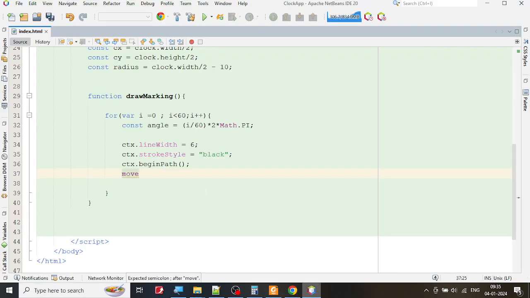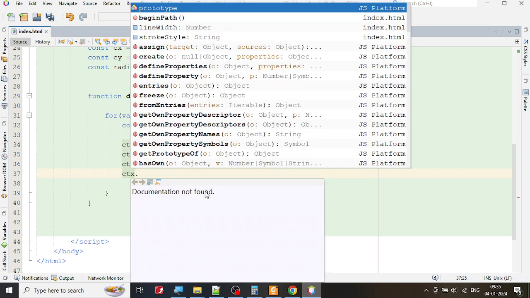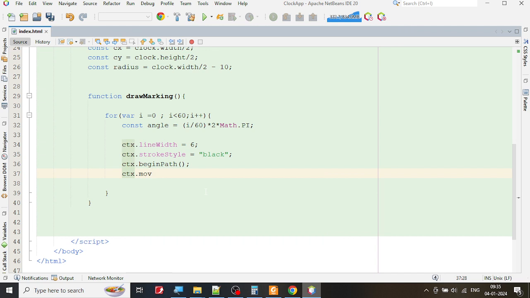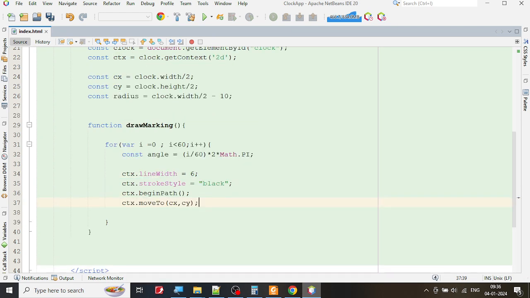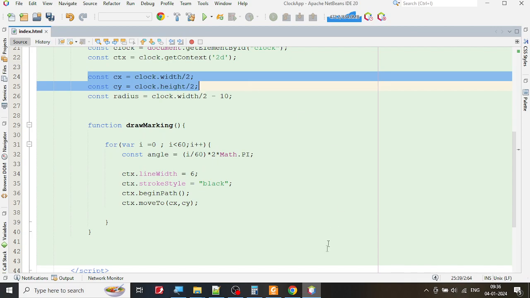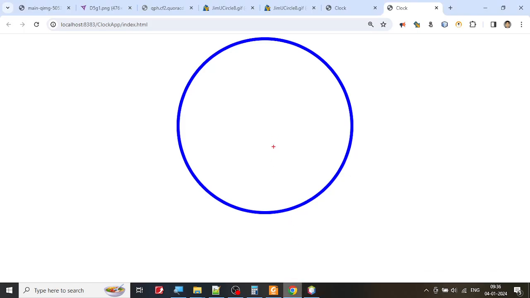How do you go to the center? First of all, go to the context, ctx, and I'm going to say move to the center, cx and cy. This is my center, not xy. Cx, cy, that's the center. I've already taken this center. Cx and cy are the center of the circle, so I'm going to go to the center of the circle.